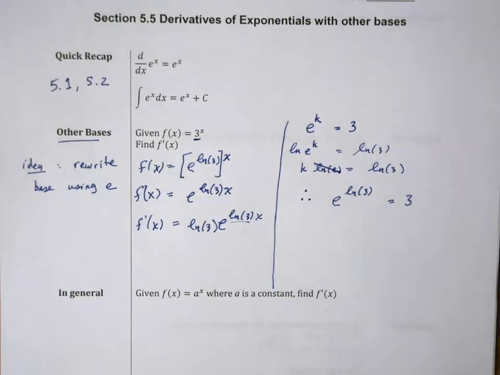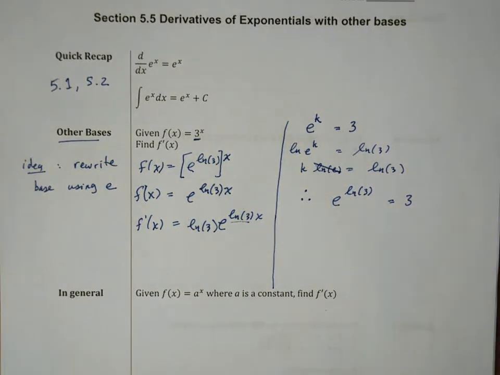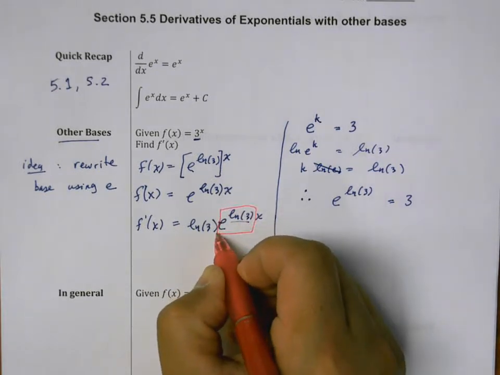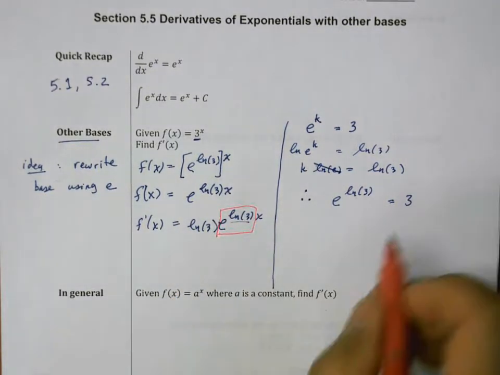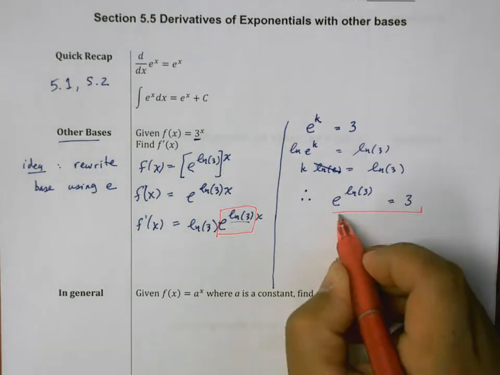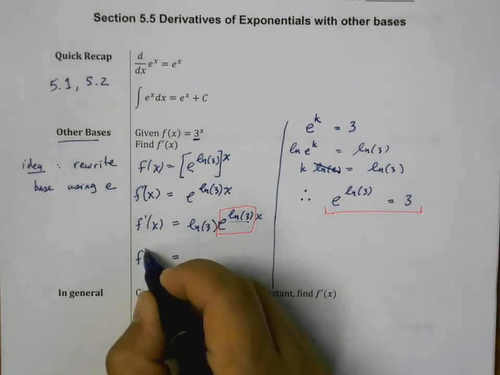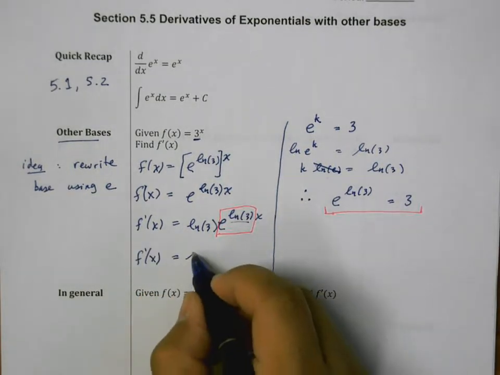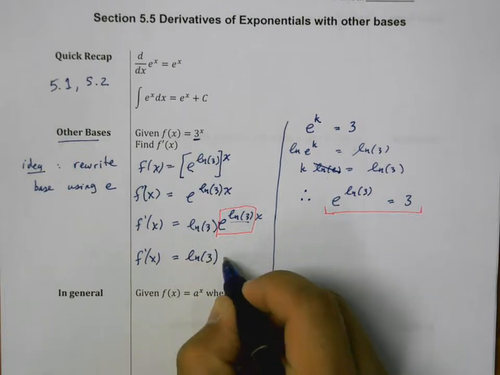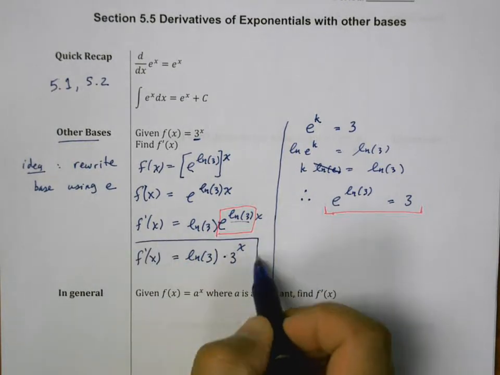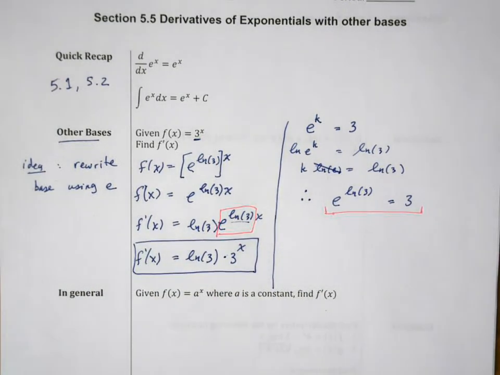But wait a minute. There's something else that we can do to make this result just a little bit simpler. If you notice this block right here, e to the natural log of 3, well, that is equal to 3. These two parts are identical based on our little side problem that we did here. So then we can go one further step and say that f prime of x is equal to natural log of 3 times 3 to the x. And that is our final answer.